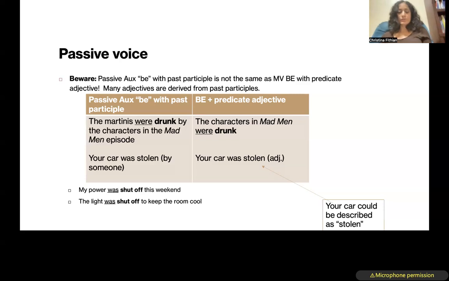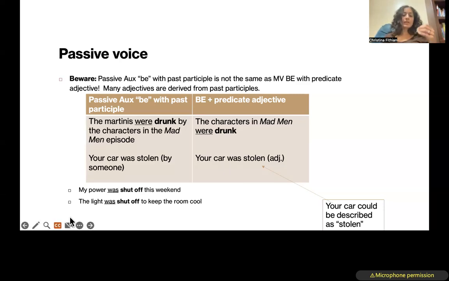So we can see some more examples of that if we look at some other sentences here. My power was shut off this weekend. Well, in the previous slide, I showed that just as a passive, right? Meaning that my power was shut off this weekend by the electrical company. But you can interpret this a little bit differently. My power was in the state of having been shut off. Or you can describe my power as shut off this weekend. So shut off can actually be a predicate adjective. Very interesting. It's kind of a phrasal adjective in this case. But nevertheless, you could draw two different trees depending on how you interpret it, either passive or main verb be.